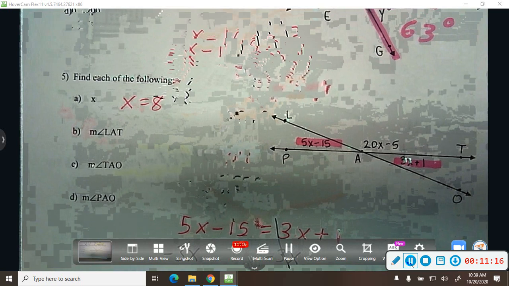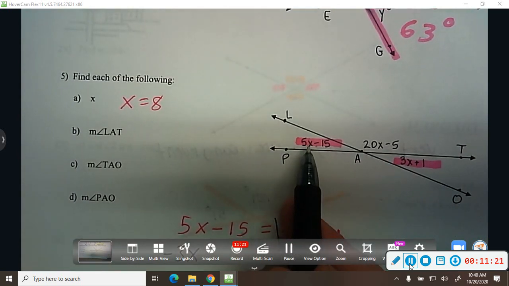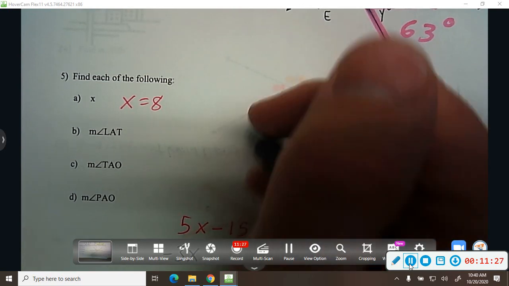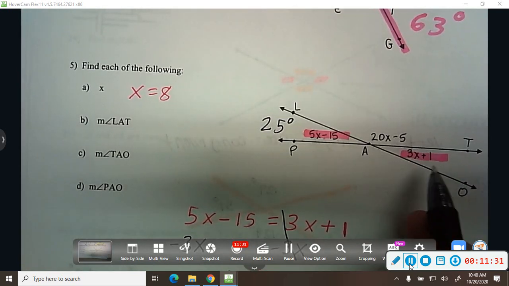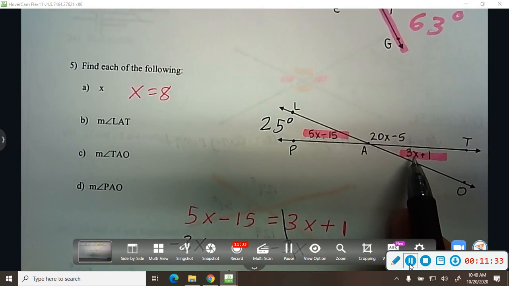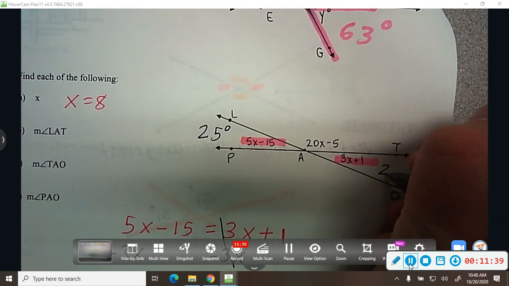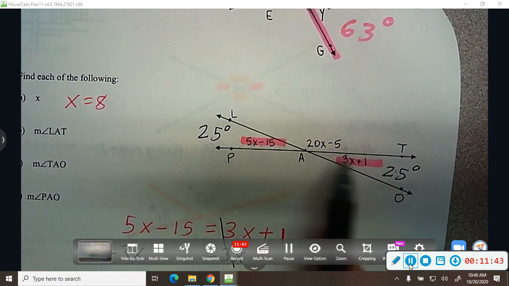So now I know x is 8. So now I can plug in and I can say, okay, 5 times 8 minus 15. 5 times 8 is 40. 40 minus 15 is 25. So it's 25 degrees. Here, x is still 8. 3 times 8 is 24. Plus 1 is 25. That's 25 degrees. Good news, because those must be equal.